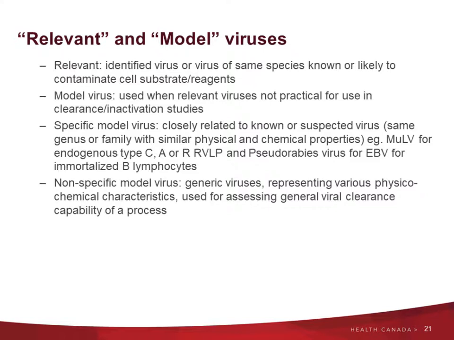The specific model viruses are closely related, typically the same genus, of the known or suspected virus. So an example would be murine leukemia virus as a specific model virus for endogenous type C, A, or R retrovirus-like particles that are found in some of the production cell lines that are used, or pseudorabies virus for EBV found in immortalized B lymphocytes. Non-specific model viruses are generic viruses that represent a broad range of physical chemical attributes or characteristics and are used for assessing the general clearance capability of a process.